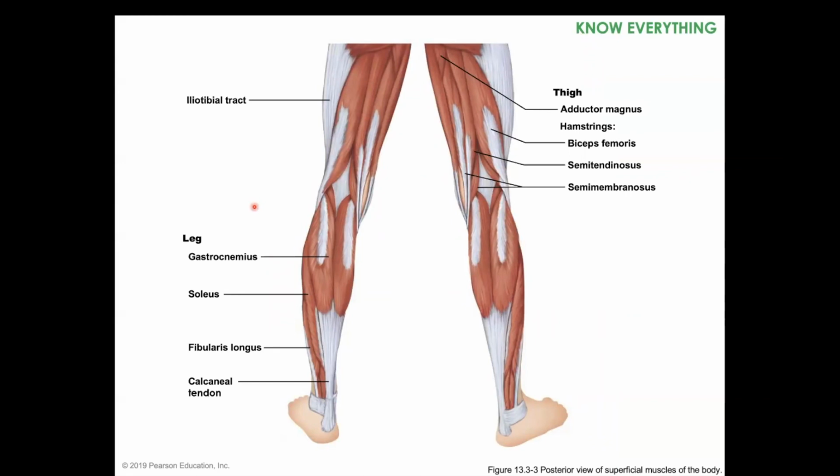So again, here is another look at the thigh muscles. So adductor magnus here, and then the three hamstring muscles again. We have our semimembranosus here, the semitendinosus here, and then the biceps femoris here.